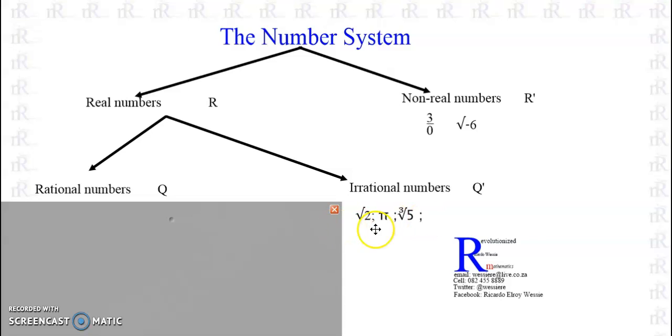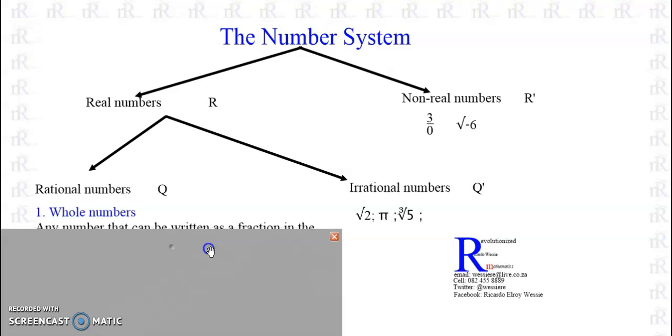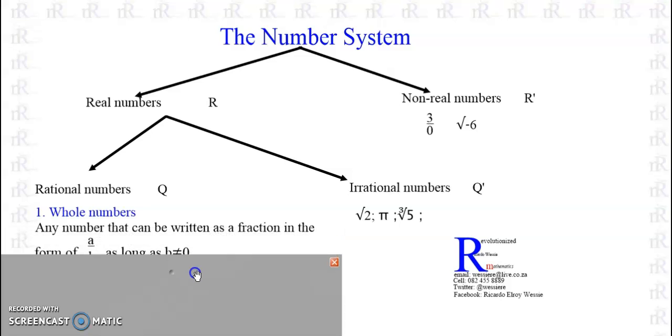So all these answers, if you type them into the calculator, will give you a non-ending, non-recurring decimal, and therefore they are called irrational numbers. They cannot be written in the form of a fraction. Rational numbers, however, have 4 categories. The first one is whole numbers, meaning any number that can be written in the form of a over b, as long as b is not equal to 0.